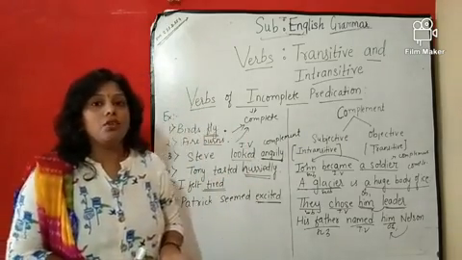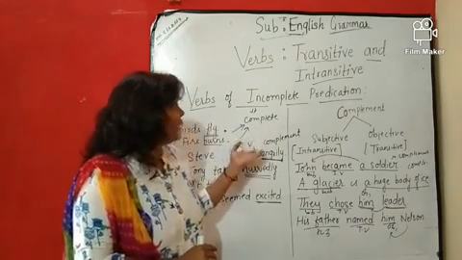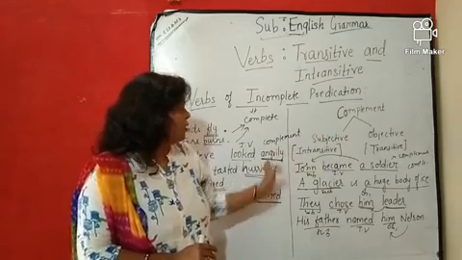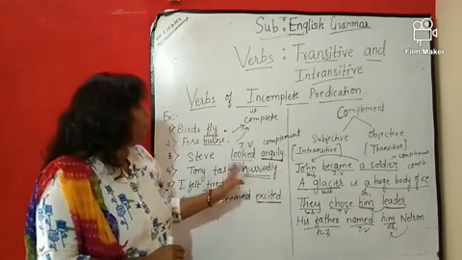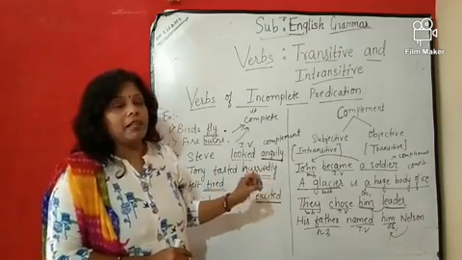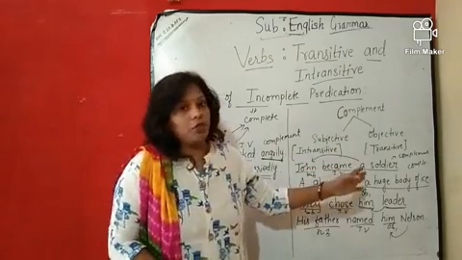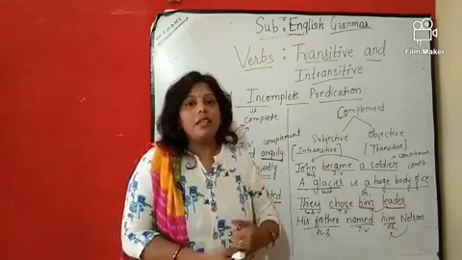I hope you understood what are transitive verbs, what are intransitive verbs, what is complete predication, what is incomplete predication, and that complements are the words used to make the sentence complete, to make the action complete. Now complements are of subjective and objective type, right? And how you are going to use that. I hope you understand this.